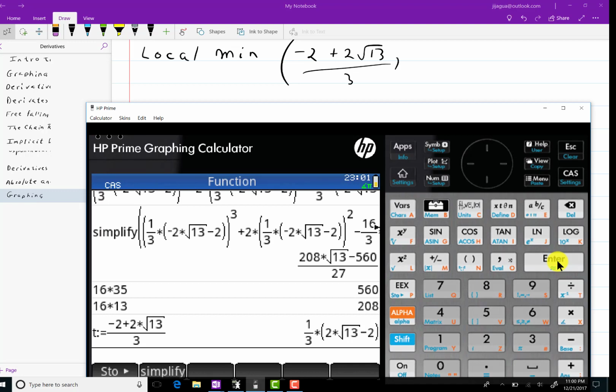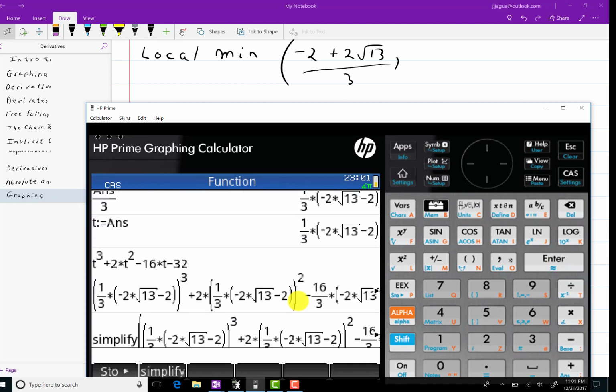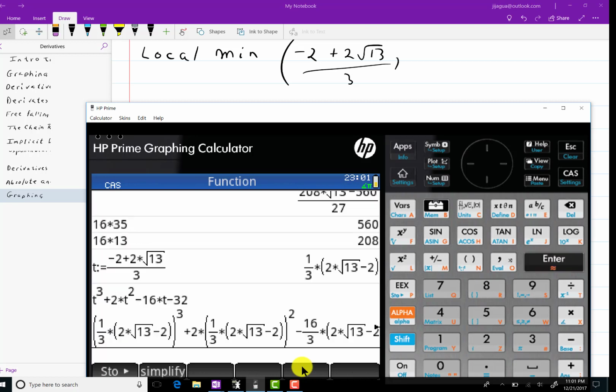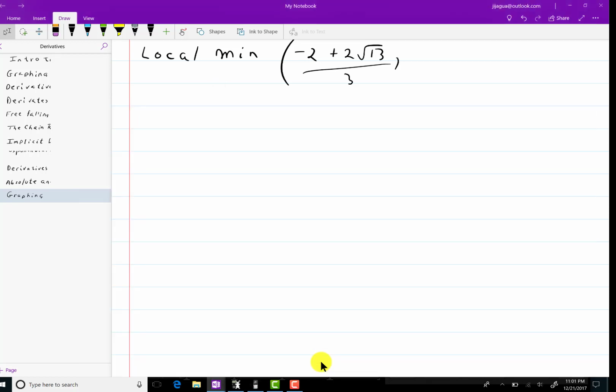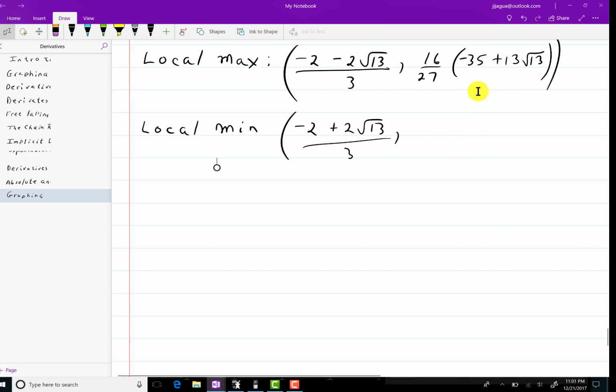And then I think I can scroll up here, take this one right here and copy it, and then just hit enter and simplify. So, negative 560 minus 208 radical 13. Or maybe I'll make it look just like the other one, with a negative there too. So I'll have negative 16 over 27 times 35 plus 13 radical 13. And so those are our local max and our local min.